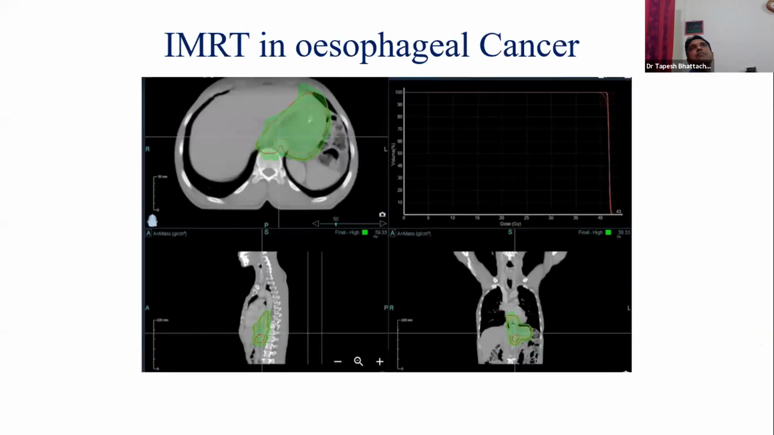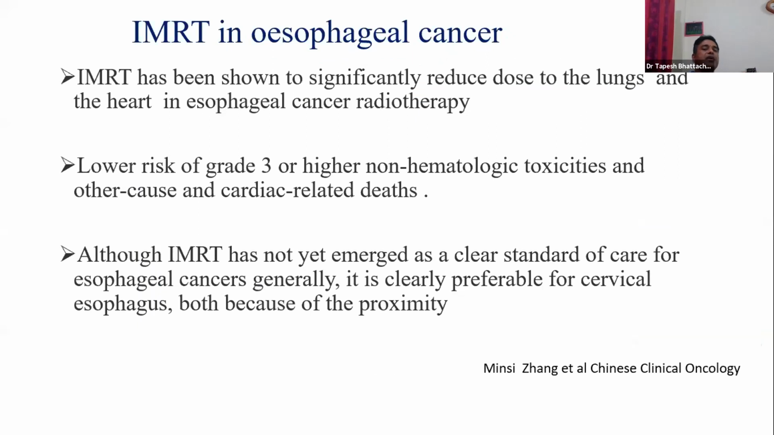And what is the role of IMRT in esophageal cancer as compared to 3D CRT? Yes, IMRT has been shown to significantly reduce dose to the lung and heart, and lower the risk of grade 3 or higher non-hematological toxicities. Although IMRT has not yet emerged as a standard of care for esophageal cancer generally, it is clearly preferable for cervical esophagus because of close proximity to the critical structures.